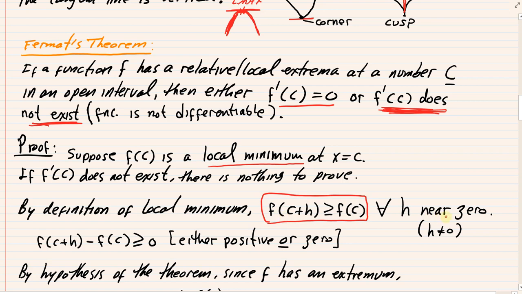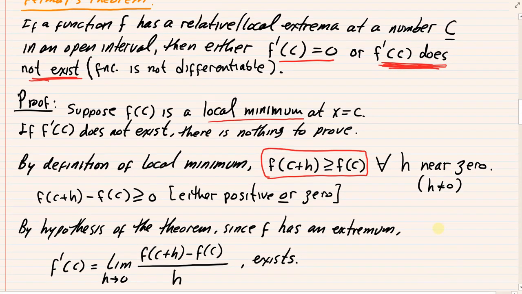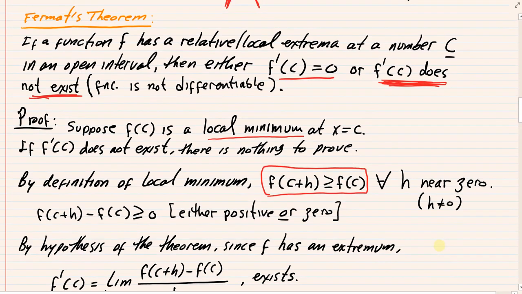So if I look at h here, h is a number that is not 0 and it's in the neighborhood of c. So f at c plus h minus f at c has to be greater than or equal to 0. That's because of our supposition, because we have a local minimum. So that means the difference between these two functions must be positive, or it could be 0. The lowest it can be is 0.